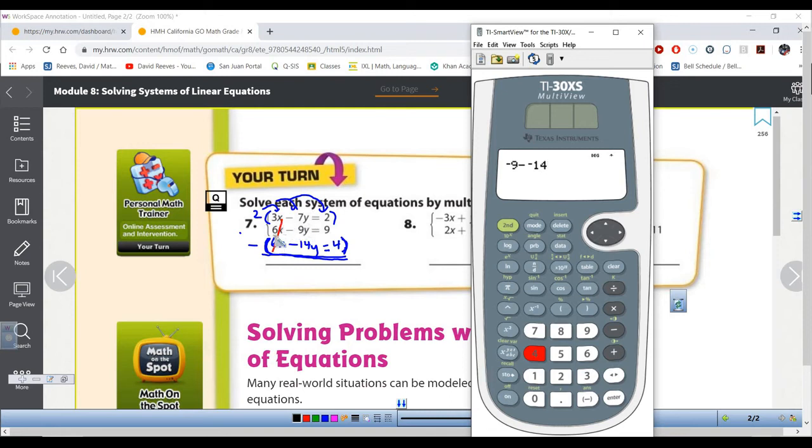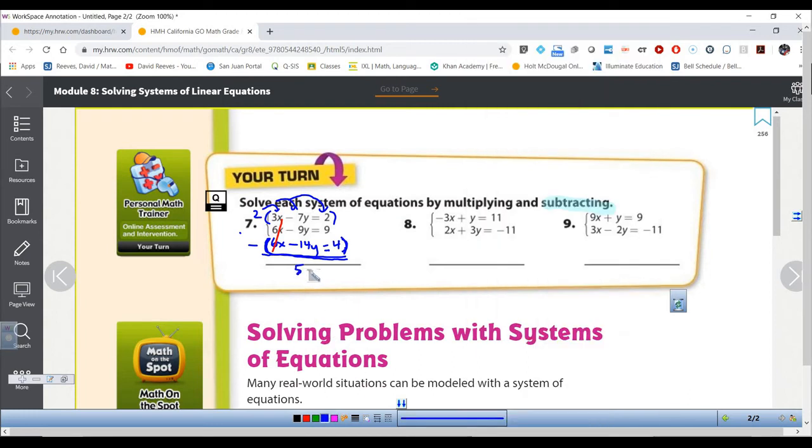But you could treat it because these are now 0, right? 0 take away 9 is negative 9. All right, so we have negative 9 minus a negative 14. And when I do that, I get 5, positive 5. So please be careful with your subtraction.